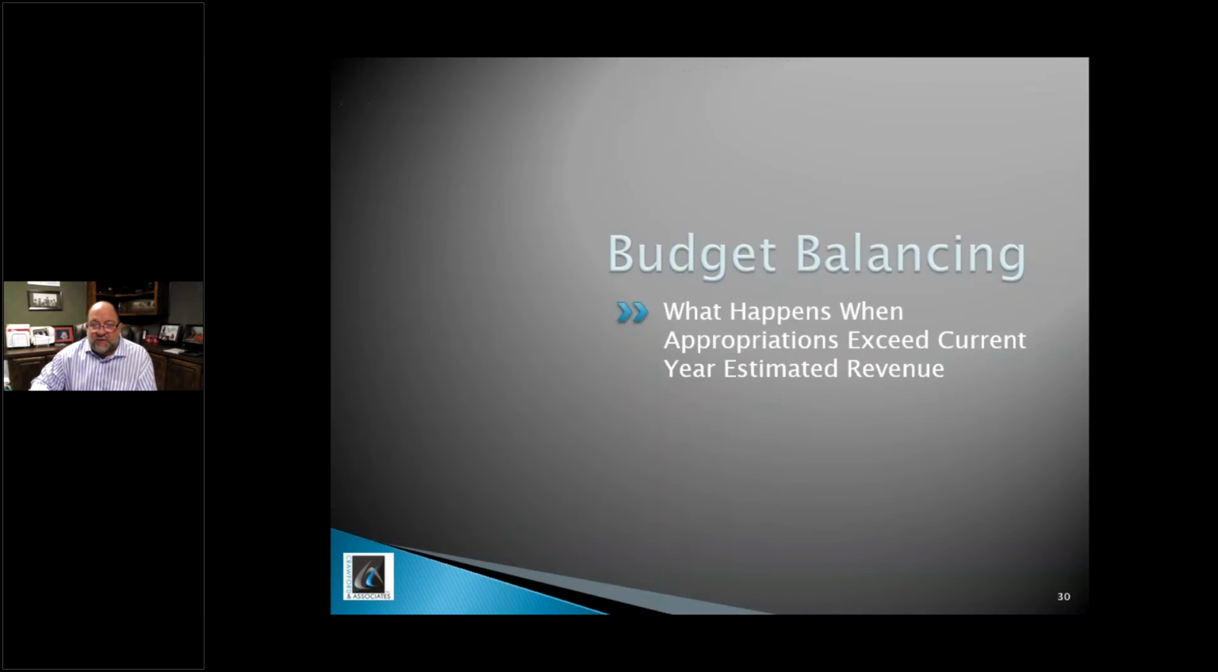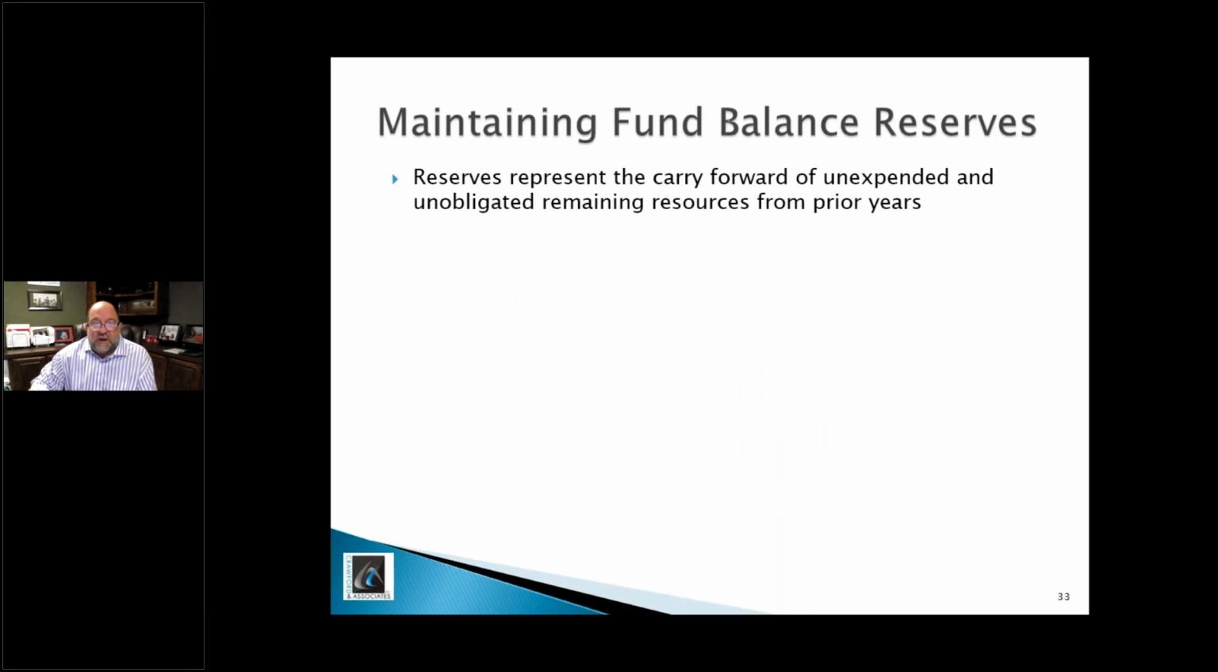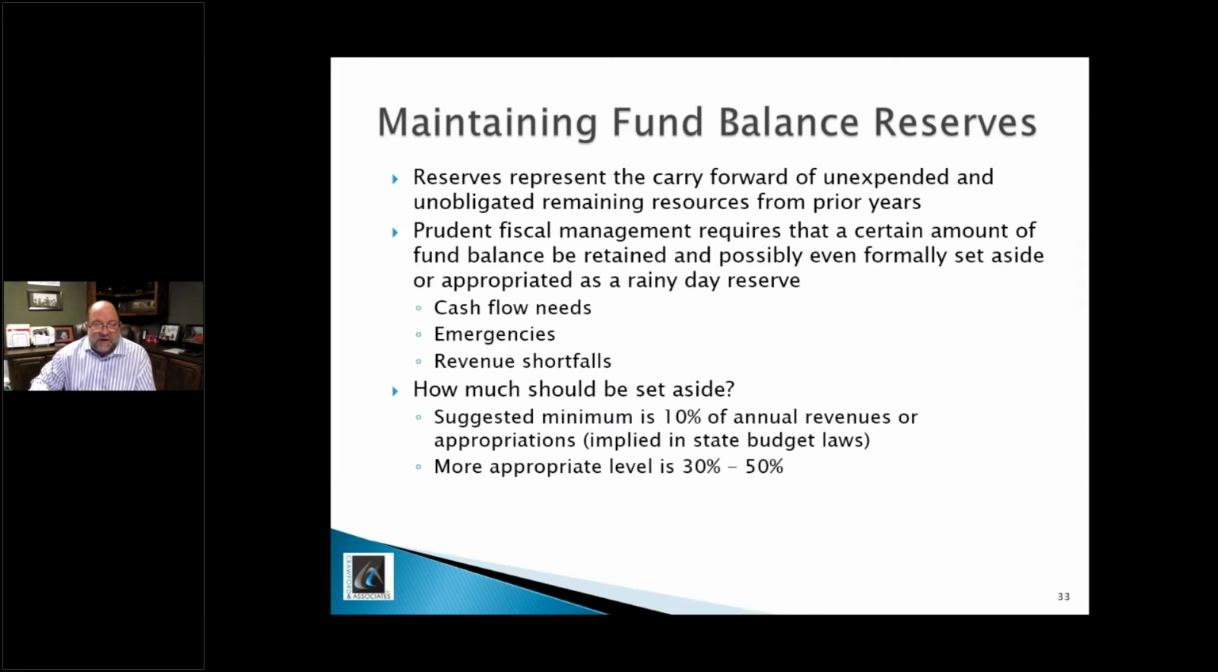Again, already showed that. Oh, sorry, went backwards. Maintaining fund balance reserves, we kind of already talked about this. Suggested minimum is about 10% of annual revenues or appropriations, which is implied in the state budget laws.